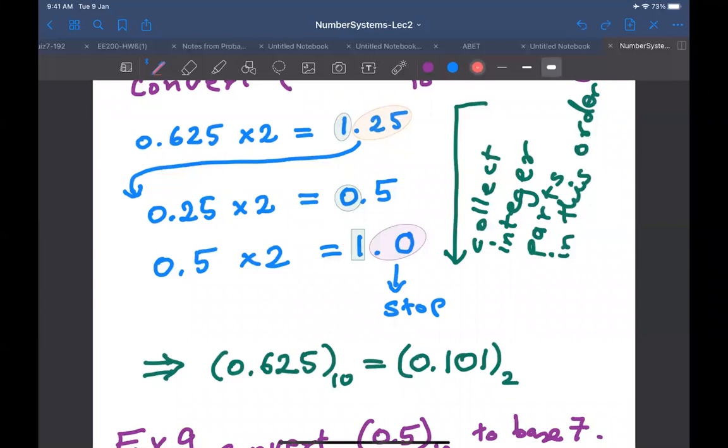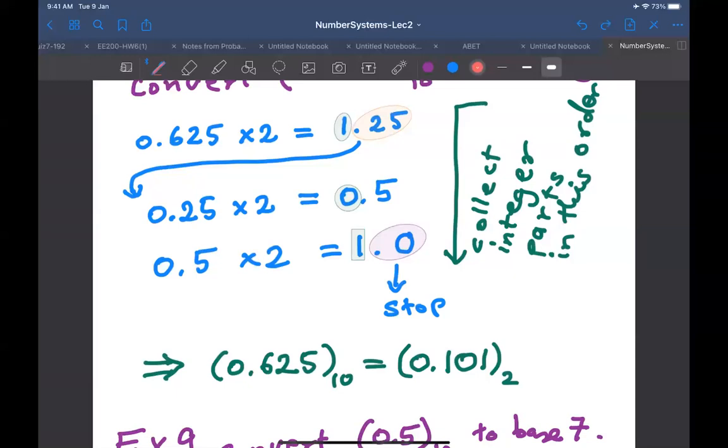So this is how to convert from decimal to binary, a decimal fraction to a binary fraction. We stop when we get a fraction of 0.0, or we stop when something is repeating. We cannot continue to infinity, right? Or we stop when we satisfy the question requirement. For example, if the question says convert up to 3 digits after the decimal point, then we stop at the third step.